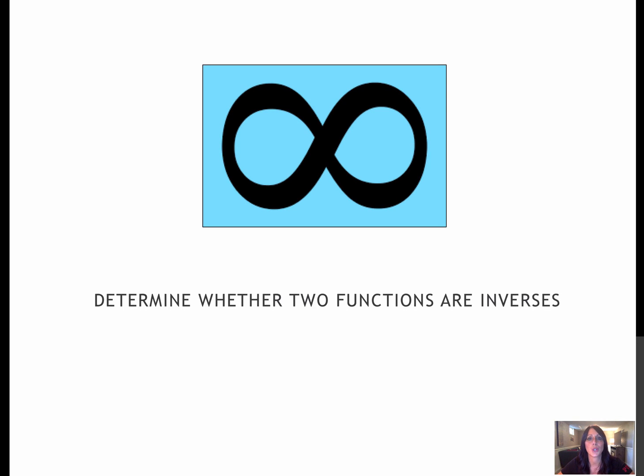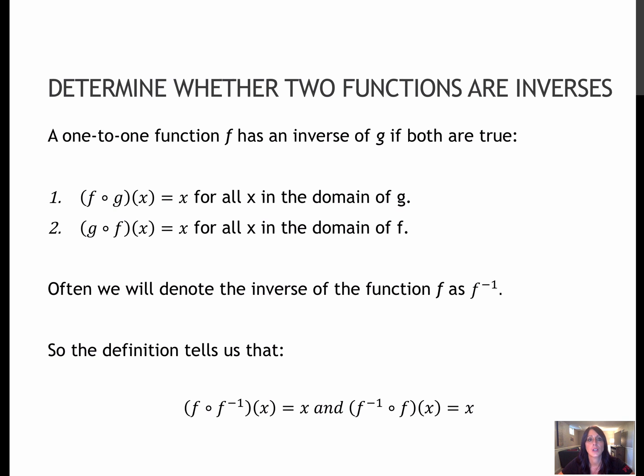In this lesson, we will learn how to determine if two functions are inverses of one another. So first, it's important to understand what an inverse is. A one-to-one function, we just discussed what one-to-one functions are, has an inverse if both are true. So if both f of g of x gives me x, and g of f of x gives me x for all of those values in the domain of either function.